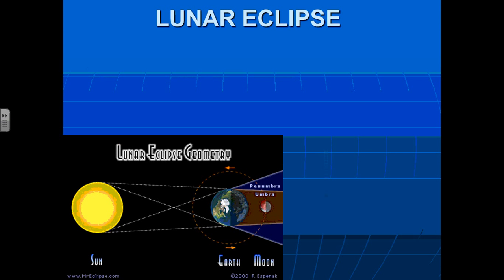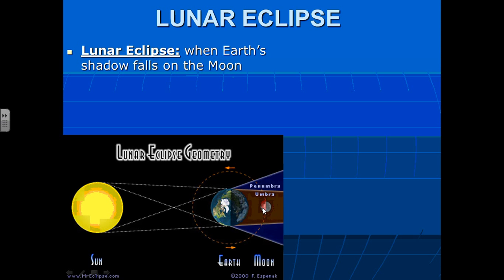The next phase is a lunar eclipse. With a lunar eclipse, if you look at the diagram below, we have the sun, then we have the Earth, and then the moon is directly behind the Earth, straight line again. This happens when the Earth's shadow falls on the moon. So now the moon's passing into the Earth's shadow. The order for a lunar eclipse would be sun, Earth, moon, all lined up in a straight line.